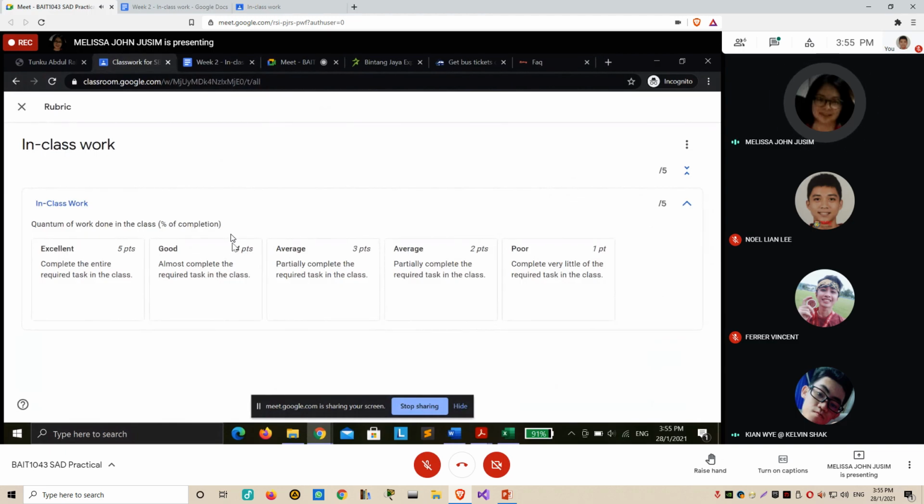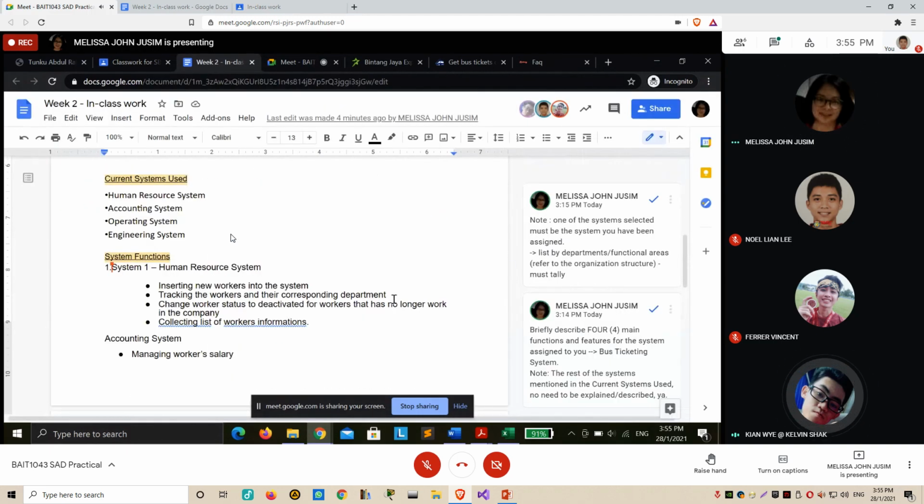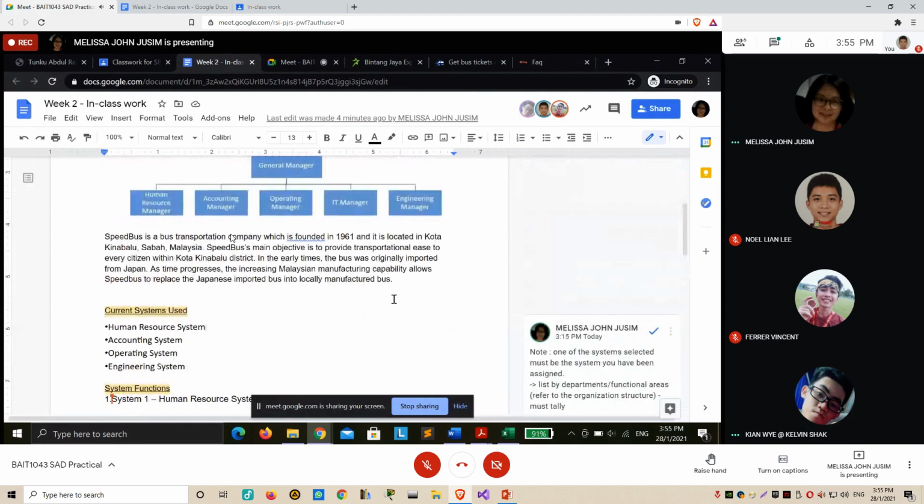Almost complete. I give you 4 marks for today. If you complete, it means you already include the bus ticketing. So can the bus ticketing system be included in the IT department? Since I thought you wanted to put it in sales.